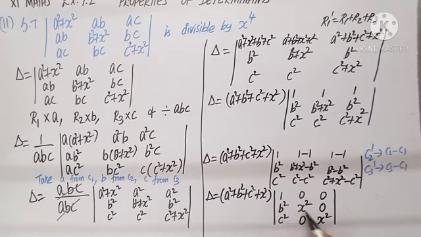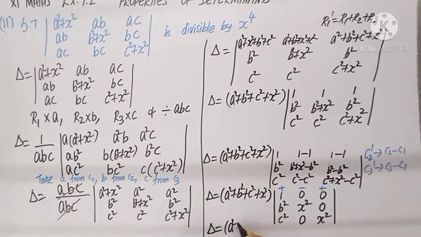As I expand the determinant, 0 into anything is 0. We know the symbols plus, minus, plus. But 0 into anything is 0, so ignore. I am just left with A square plus B square plus C square plus X square into 1 into X square.